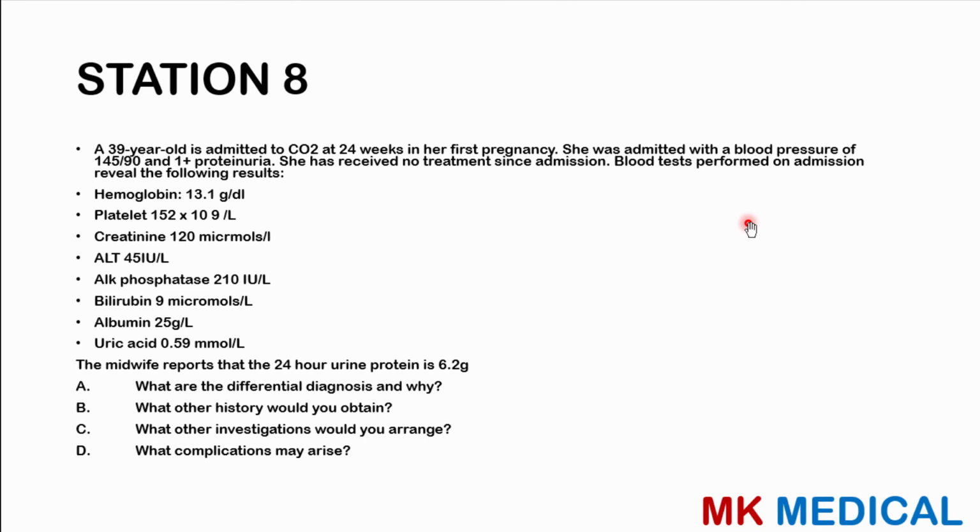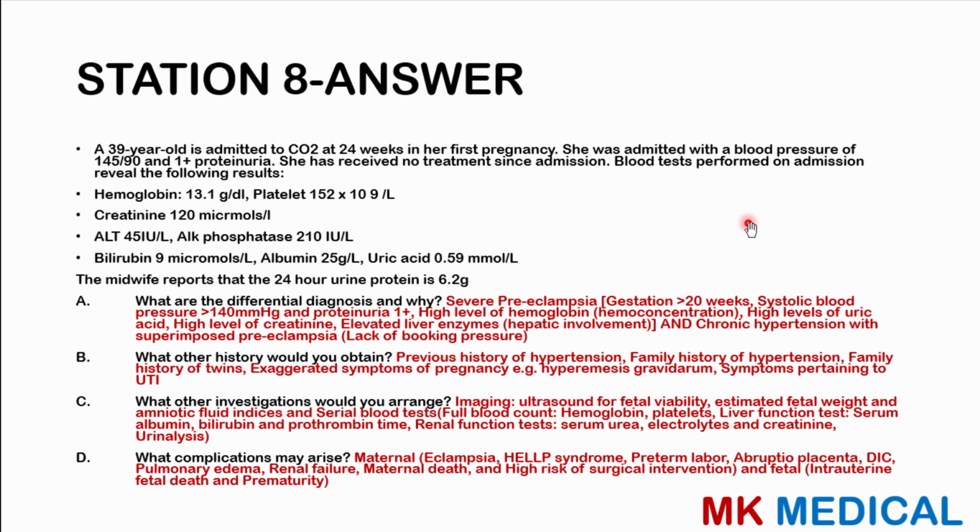So here comes the answer. So this may actually be severe preeclampsia. Why? Because first of all, this woman has a gestational age greater than 20 weeks. So she's at 24 weeks. Her blood pressure is greater than 140 millimeters of mercury, though it's just been taken once and they didn't do a repeat after 4 to 6 hours.